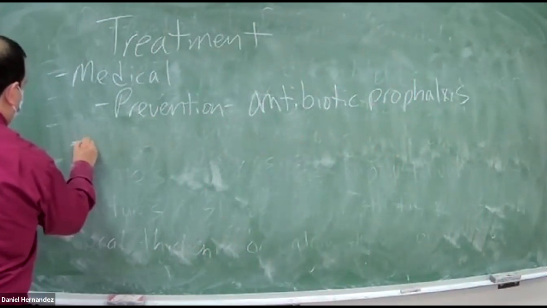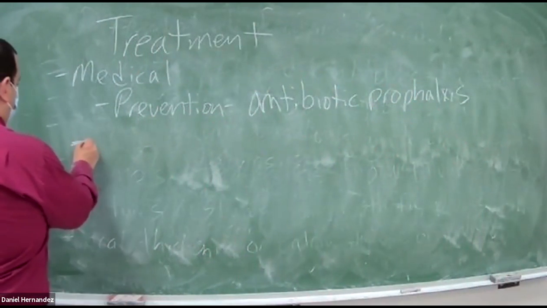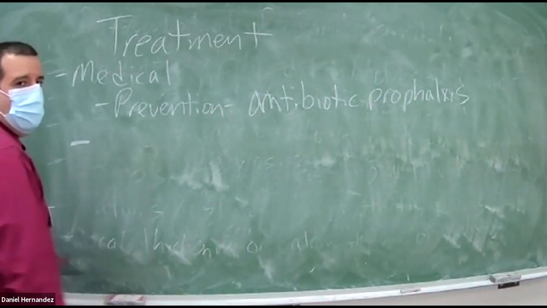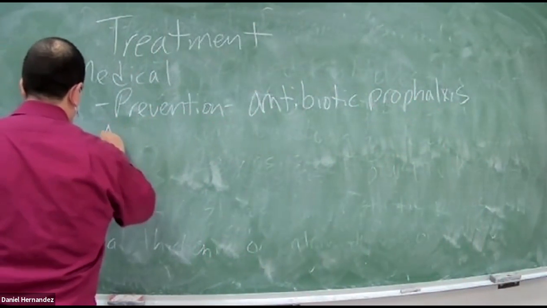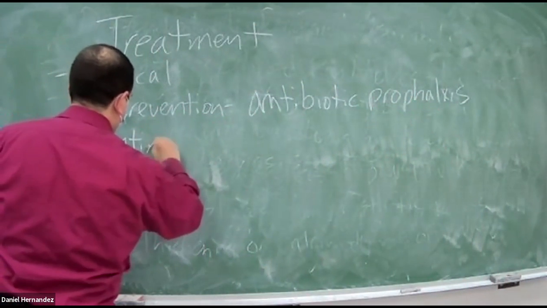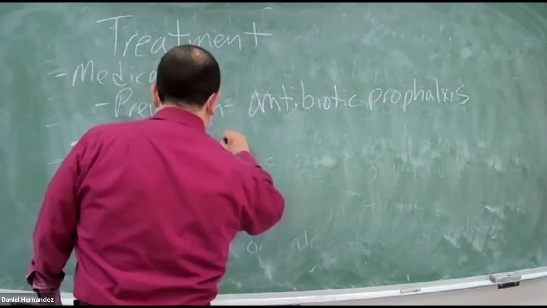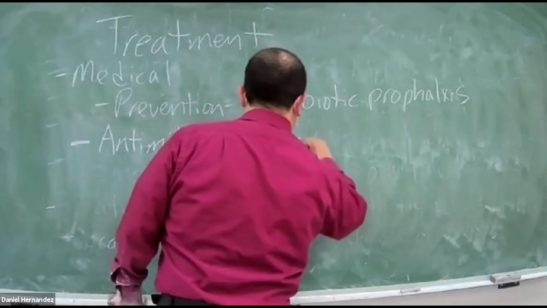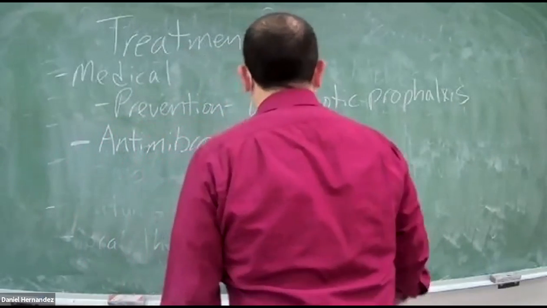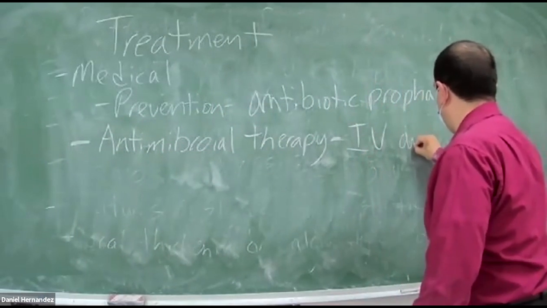So if the patient has endocarditis and their cultures are positive, they're going to have antimicrobial therapy. So basically that's going to be IV antibiotics.